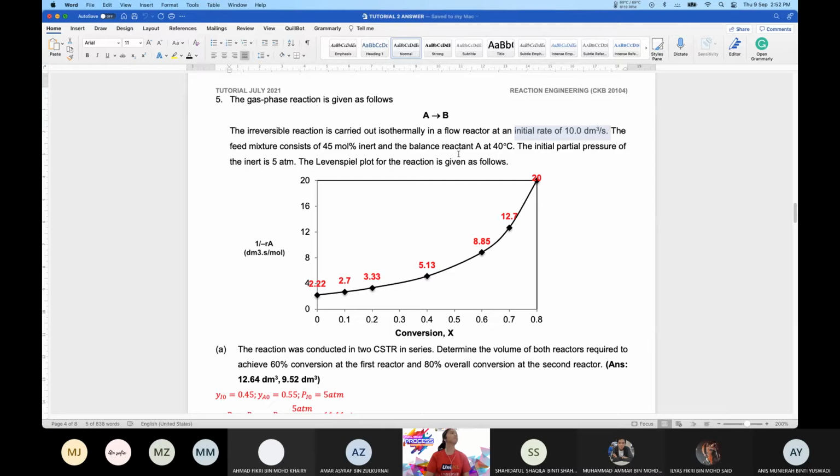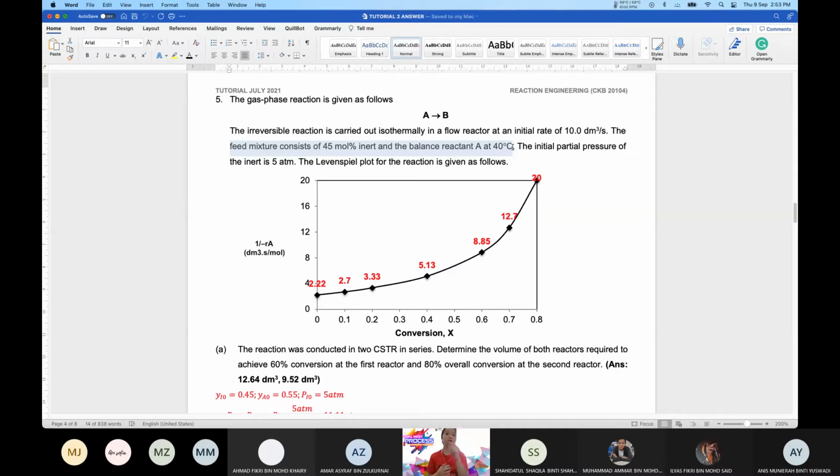Okay. Next part, the feed mixture consists of 45 mole % inert and the balanced reactant A at 40 Celsius. So interestingly, dia kata feed kita tu terdiri consists of 45 mole % inert, okay, and the balance A. So maksudnya apa? Although my reaction is only with reactant A yang bertindak balas, tapi we don't use pure A. Instead, in that mixture tu also have other compound that is not involved in the reaction, tapi dia ada dalam sistem tu. So we call it as inert, and dia kata inert tu 45 mole %.